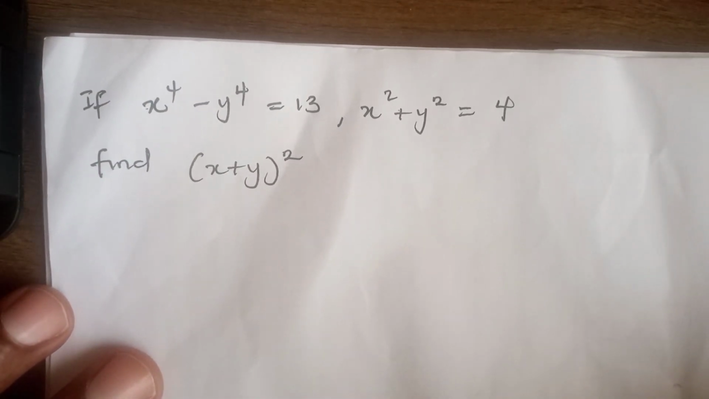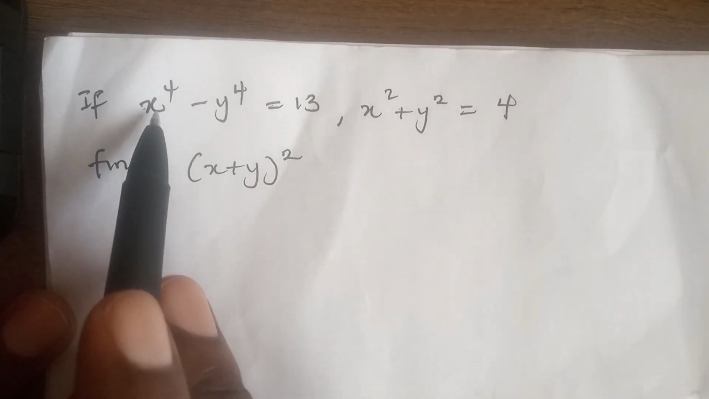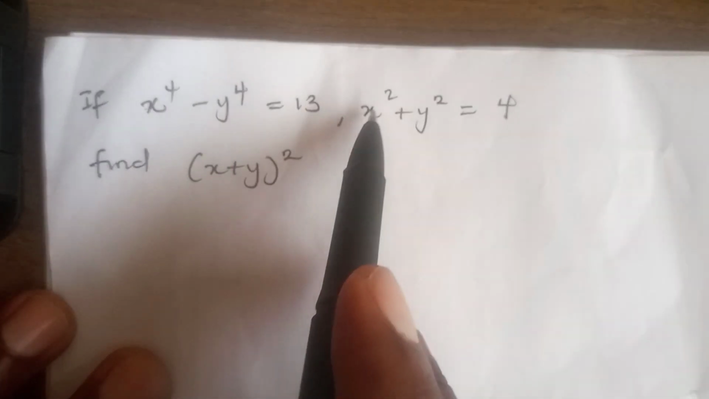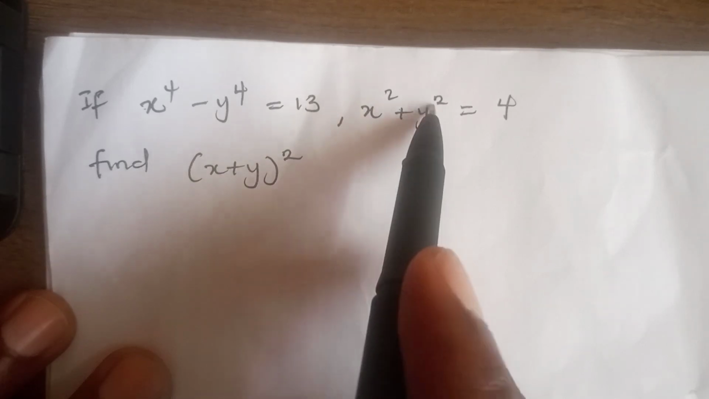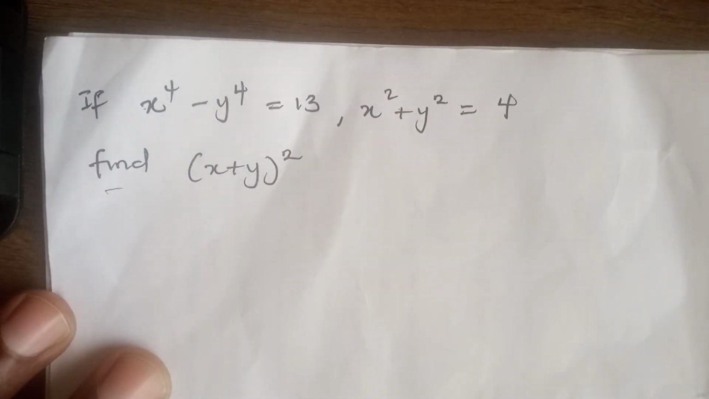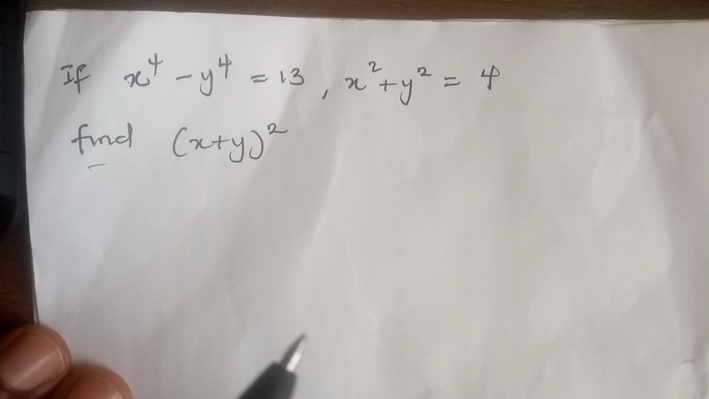We have an algebraic question here. This is an Olympiad question, so let's solve it. If x raised to power 4 minus y raised to power 4 equals 13, and x raised to power 2 plus y raised to power 2 equals 4, find the value of (x plus y) squared.